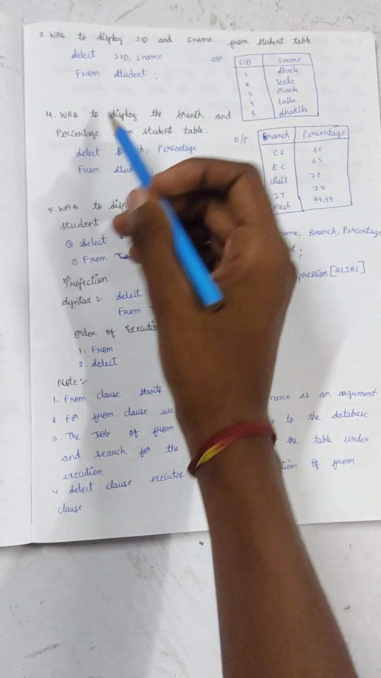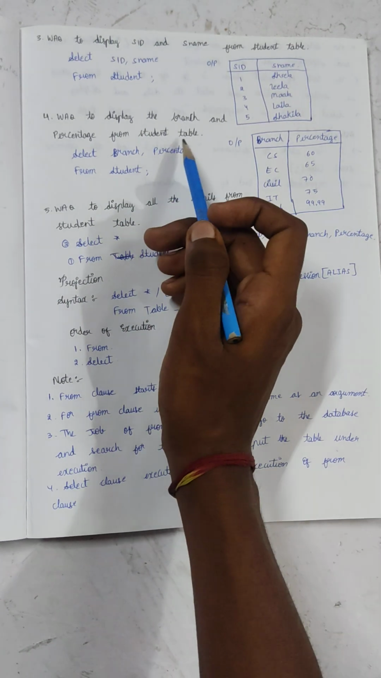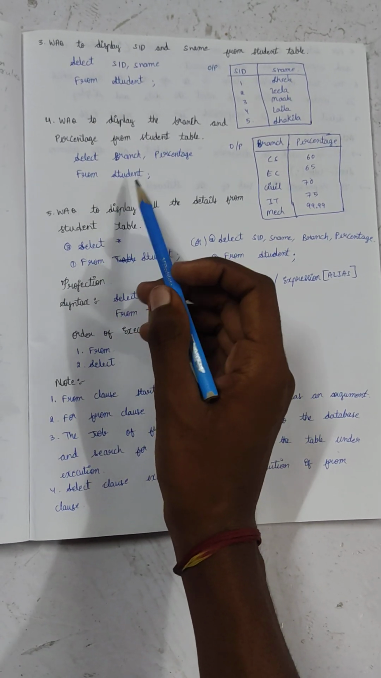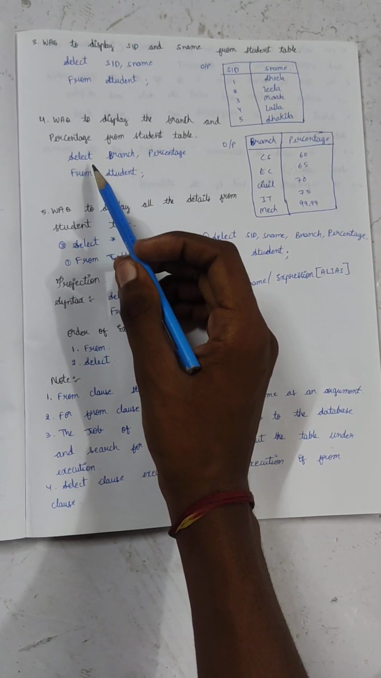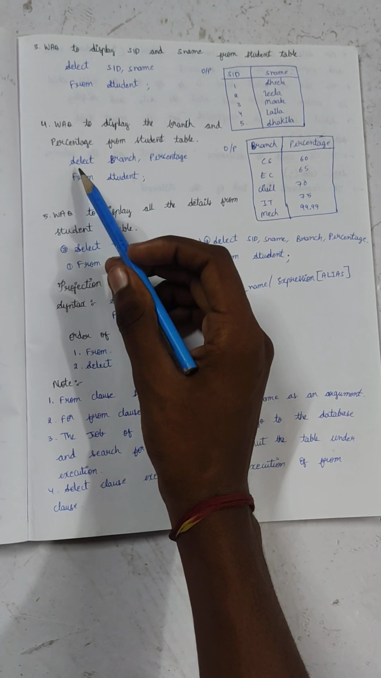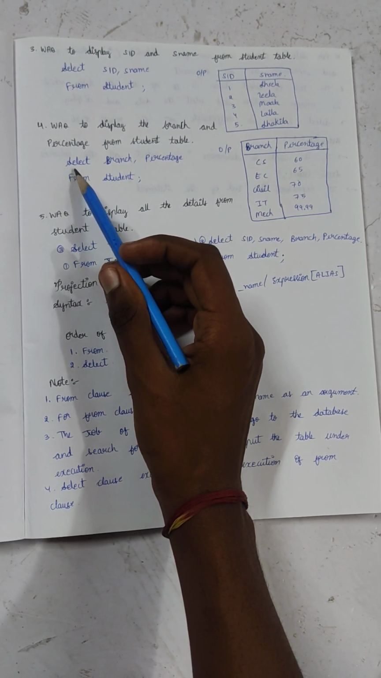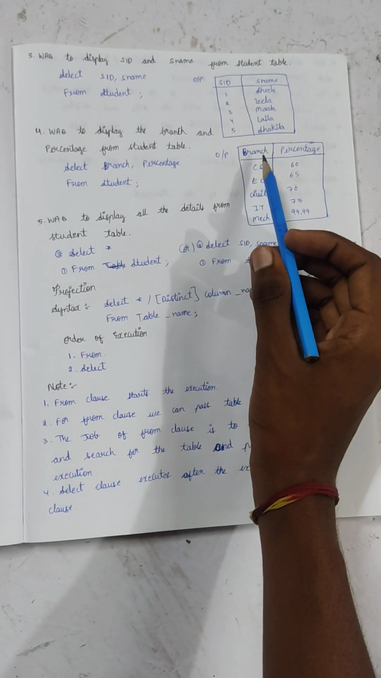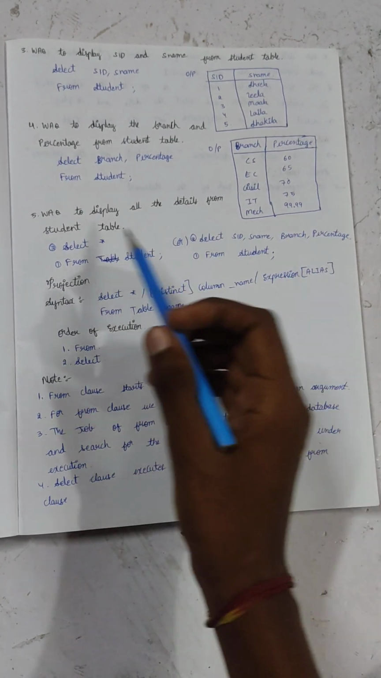As I said above, write a query to display the branch and percentage from student table. Same, we can separate them with a comma. From the database, it will check for the student table. If it is present, it will be put under execution, and the pointer will go to the select, and then it will print all the branch and percentage details as output.